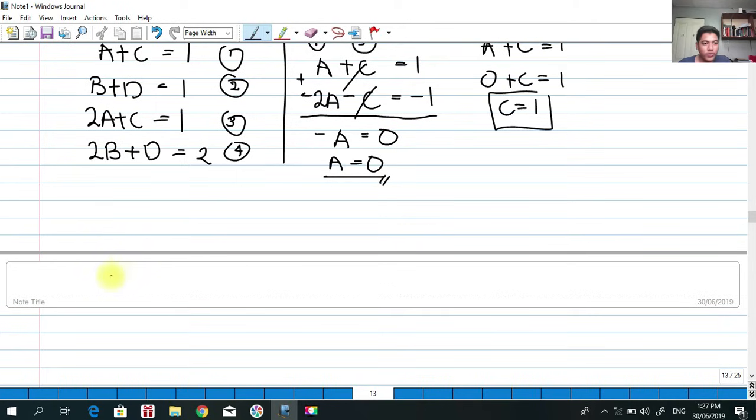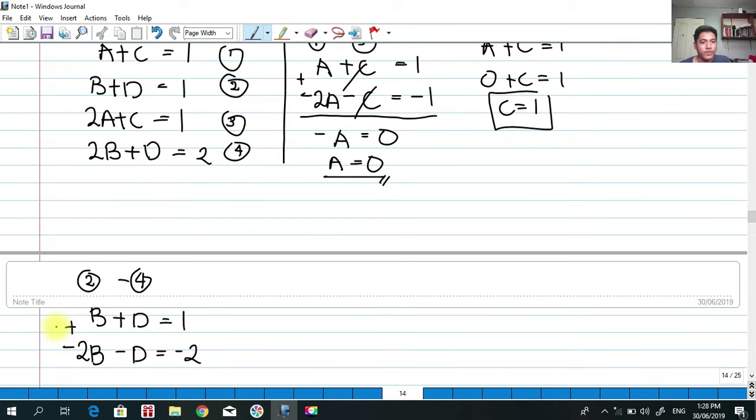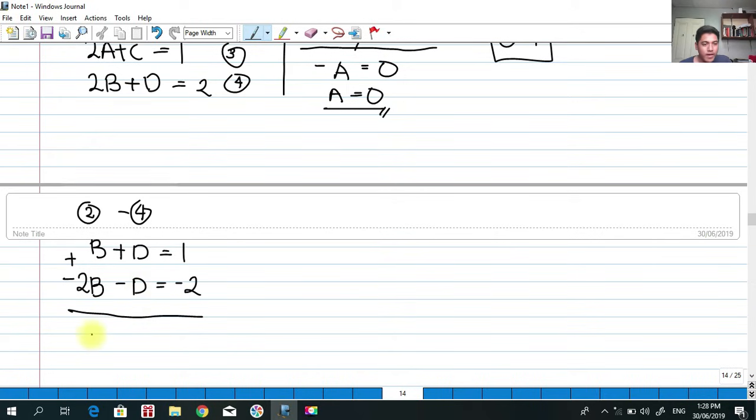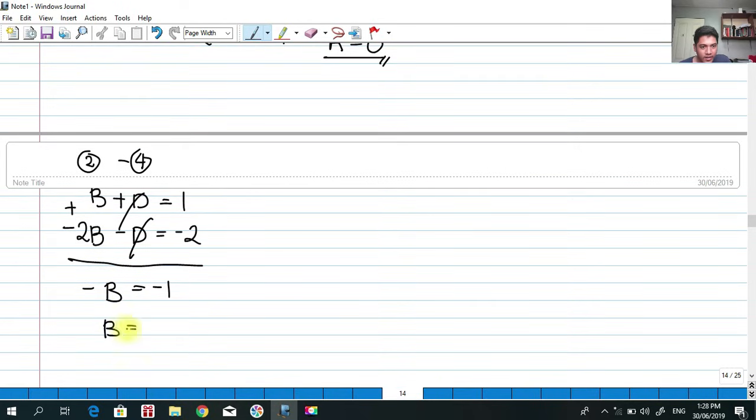Okay. So what are we going to do here? We have equation 2 minus equation 4. So we have b plus d is equal to 1. And then for equation 4, we distribute the negative sign. We have negative 2b minus d because we have subtracted, and we're going to add. So what will happen here is the result: b minus 2b is negative b. So we have cancelled the d. 1 plus negative 2 is simply negative 1. So we can get the value of b as 1. Okay? So that is equivalent to 1.